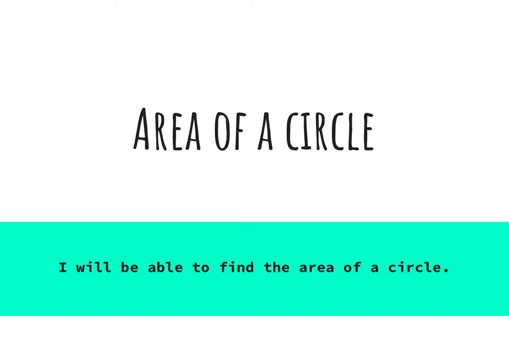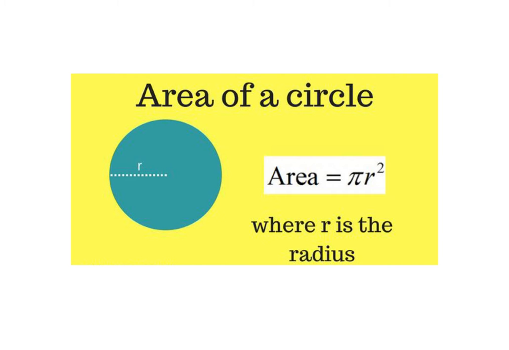Area of a circle. After watching this video, I will be able to find the area of a circle. So first we need to know what is the formula. The formula for the area of a circle is pi, which is just a number in our calculator, times the radius squared.